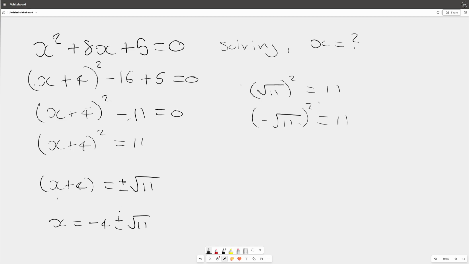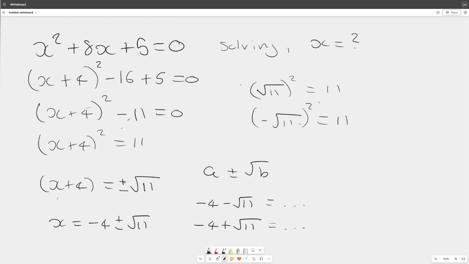And if the question was asking for your answer in the form a plus or minus root b, this could be a suitable answer. Otherwise, it may ask for it as a decimal, in which case you will have to put minus 4 minus root 11 into the calculator and minus 4 plus root 11 into the calculator. And these will be decimal answers. Okay, so we've solved it. We've got a value for x. These are our roots. So we have minus 4 plus or minus the square root of 11. These are our two roots of our equation.